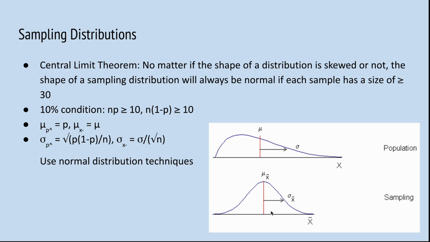The standard deviation is a little more tricky. For proportions, it's the square root of probability times 1 minus probability, divided by the number of trials, or the number of samples. And for means, it's the standard deviation for an individual divided by the square root of the number of samples. And so, just for the problems, use your normal distribution techniques.